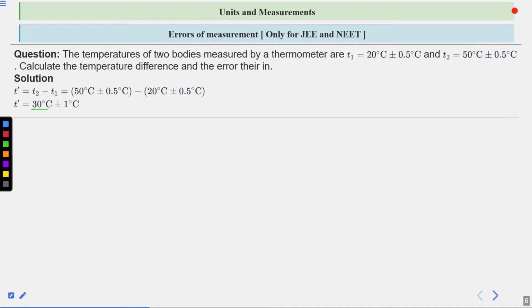So it will be what? Solving this, 50 degrees Celsius minus 20 degrees Celsius will be 30 degrees Celsius, and plus minus 0.5 degrees Celsius and this 0.5 degrees Celsius is equal to 0 plus minus 1 degree Celsius. So the temperature difference is this one. Clear?